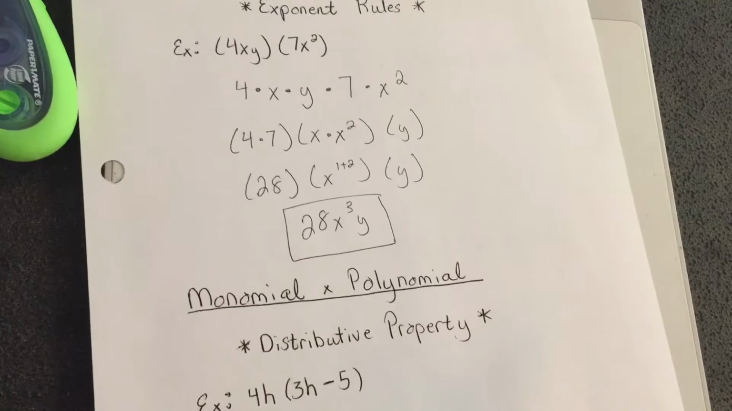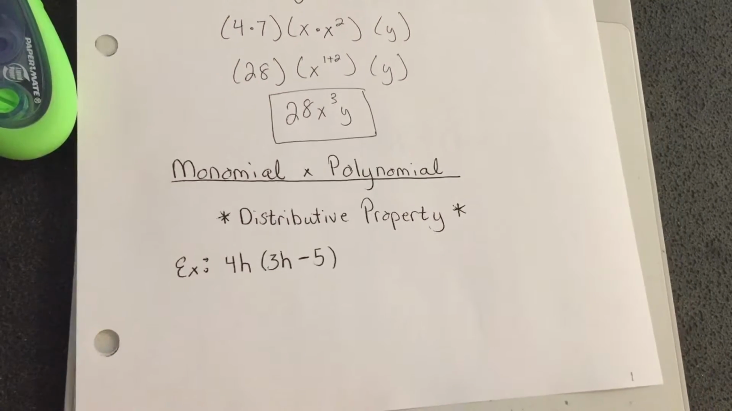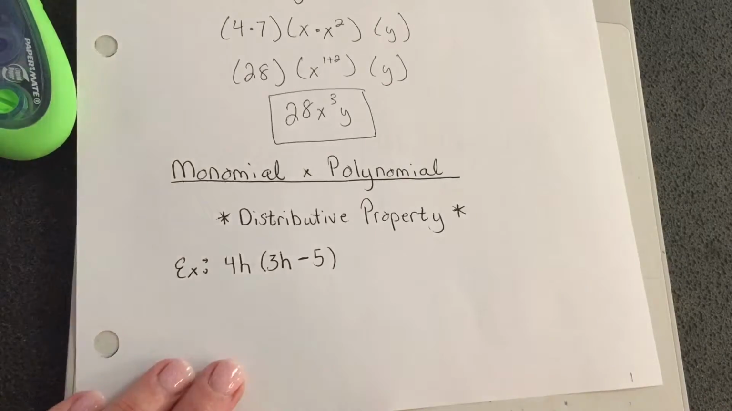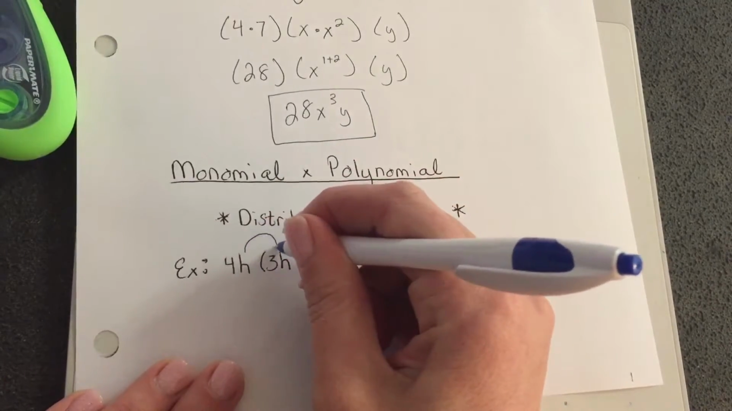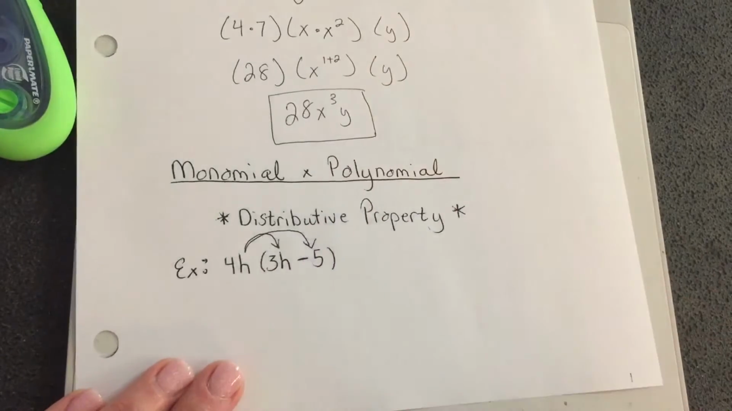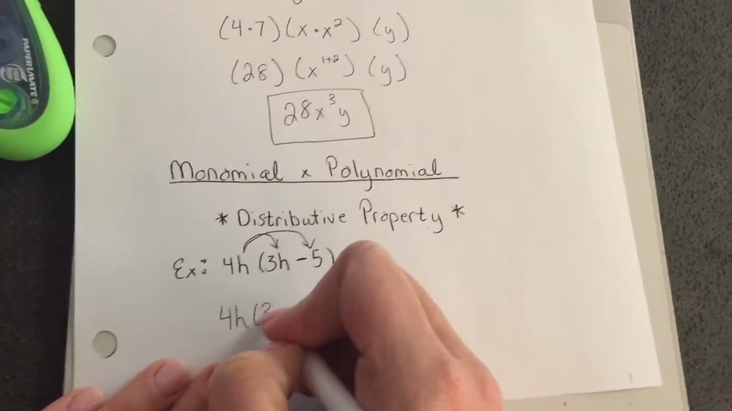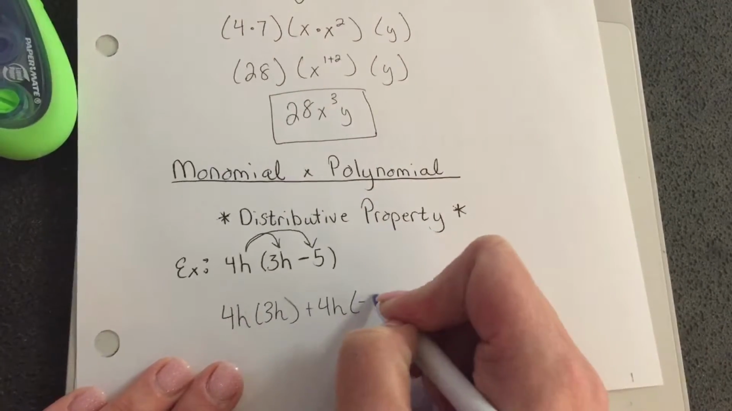Now, when you go to multiply a monomial by a polynomial, we're going to use the distributive property. And this is the old distributive property. There's nothing new about it. It's what you are used to. So what we're going to do is distribute this 4h to the 3h and distribute the 4h to the negative 5. So we actually have 4h times 3h plus 4h times negative 5.